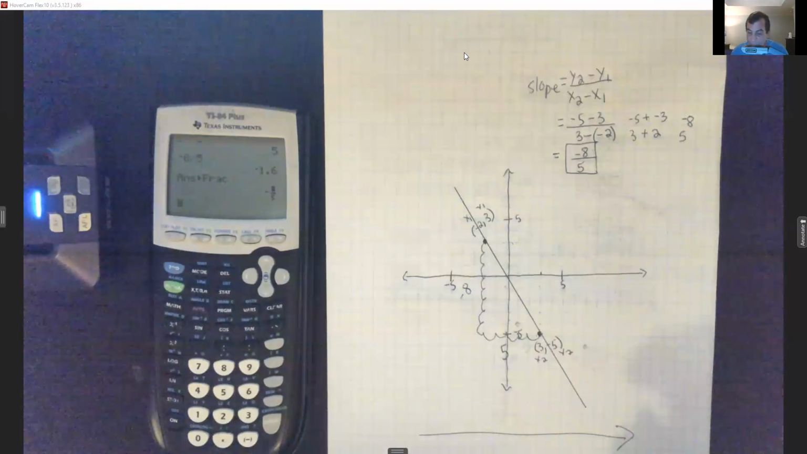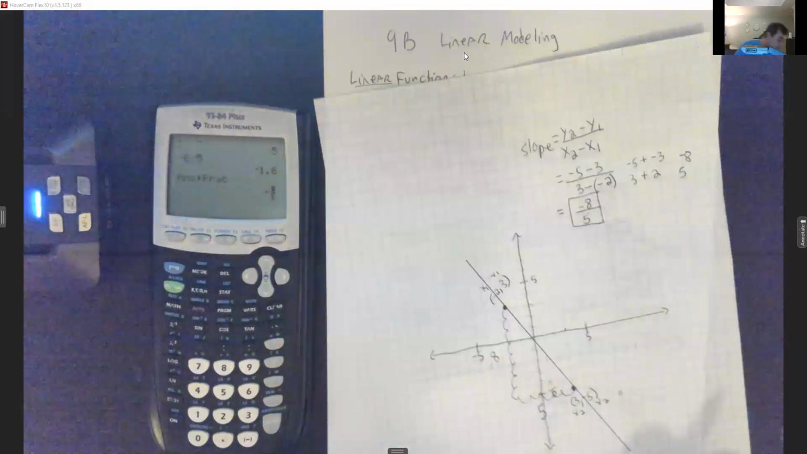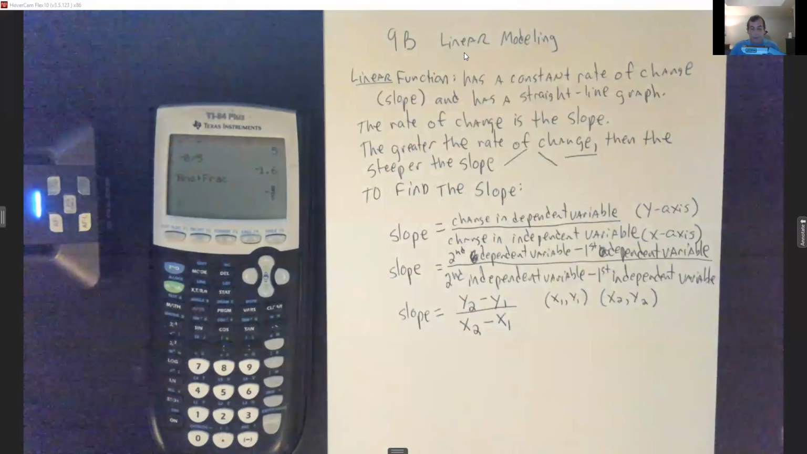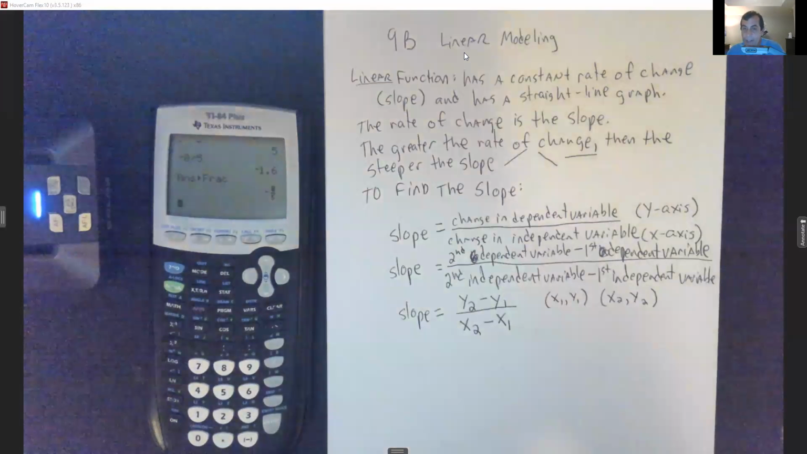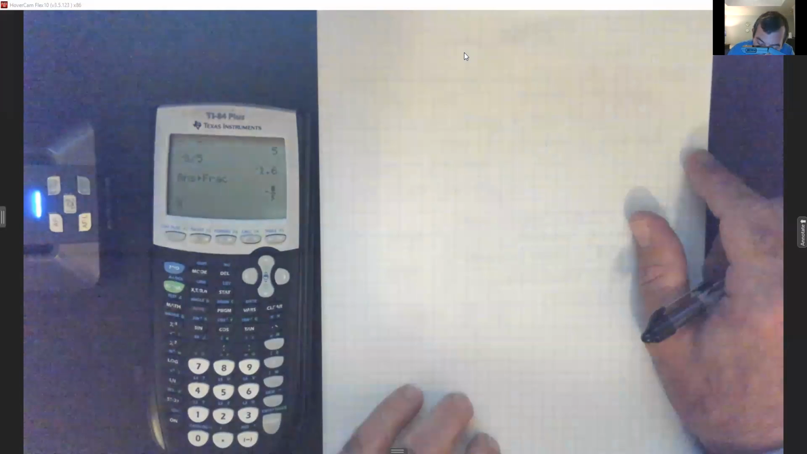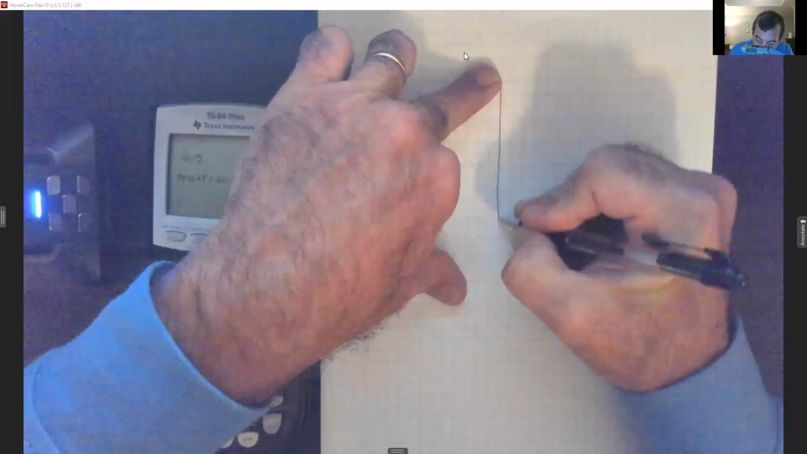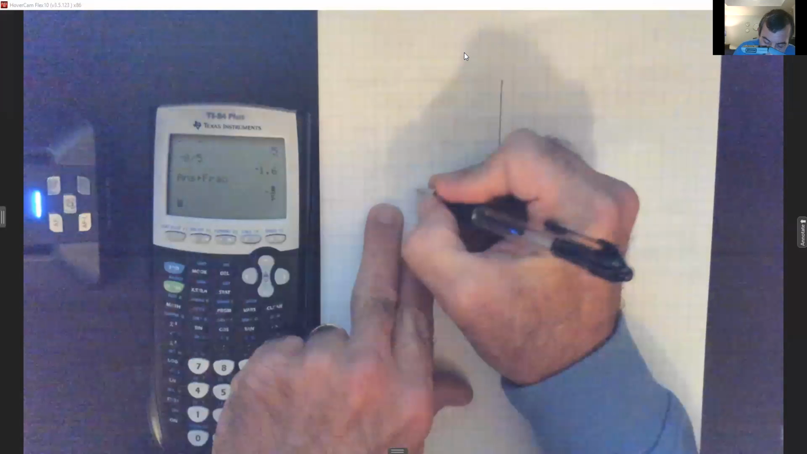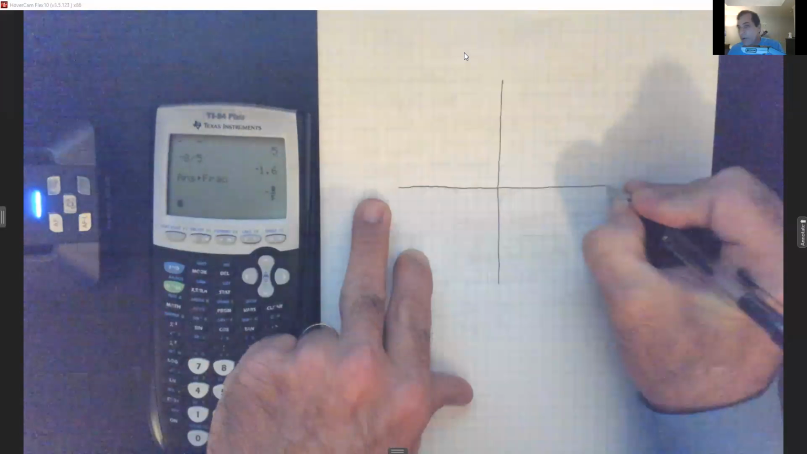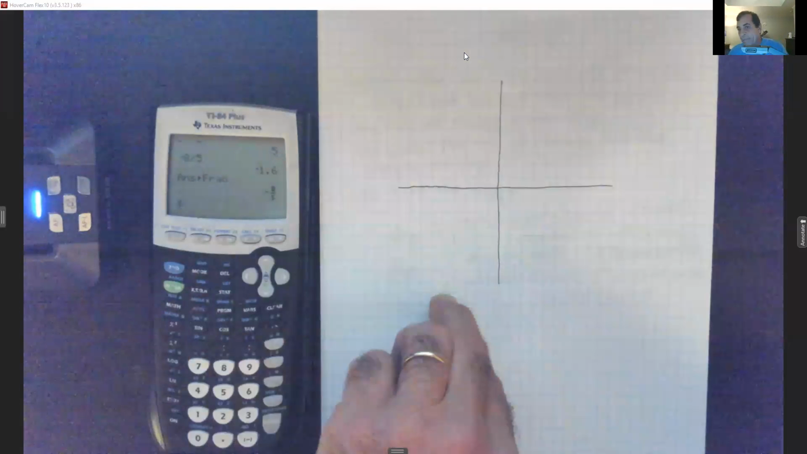Okay, let me find my paper. I'm going to do one more of these. So I wanted to show you the third type of slope I can have. So are y'all able to see that slope formula and work it, you think?